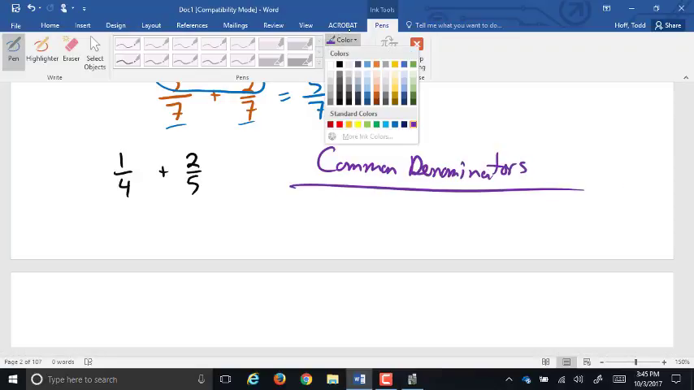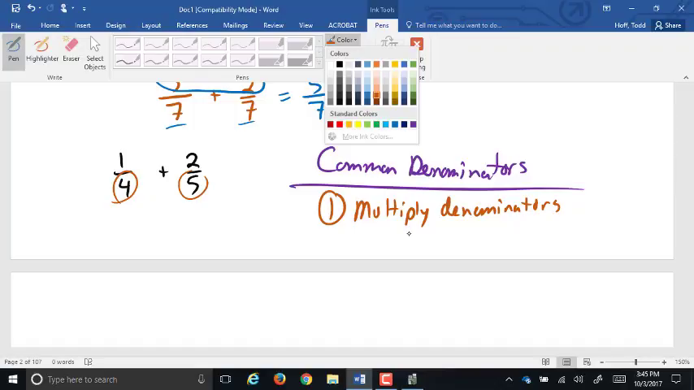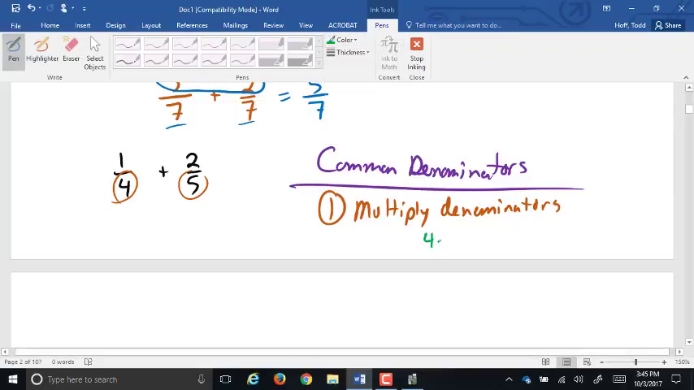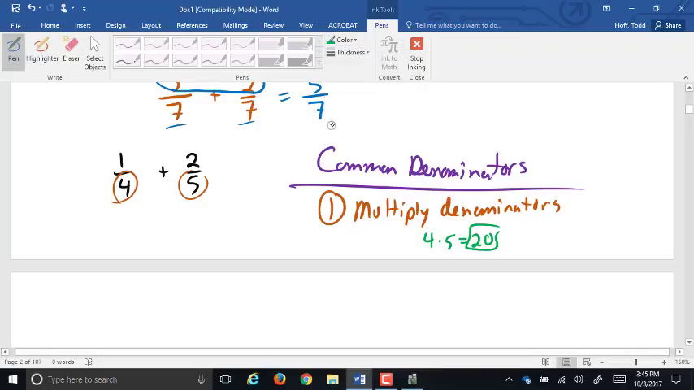There are actually a few processes for finding the common denominators. One of them is just to multiply denominators. Here I could just do 4 times 5. Equals 20. That is a common denominator. However, it might not be the least common denominator.